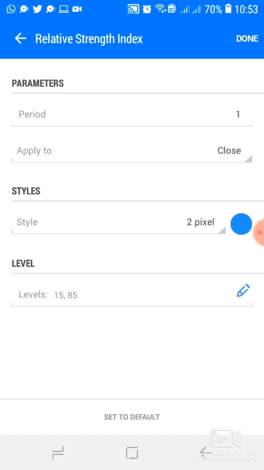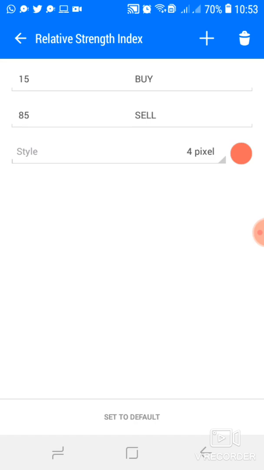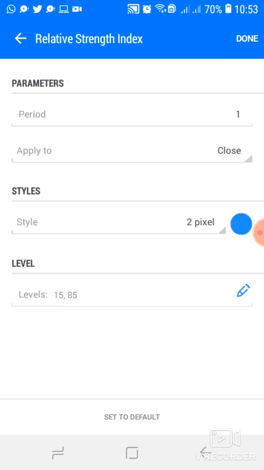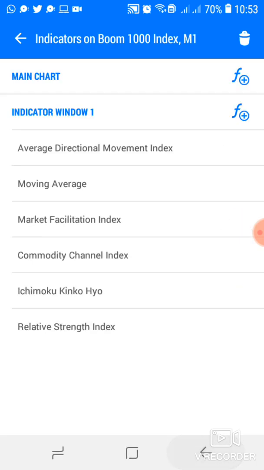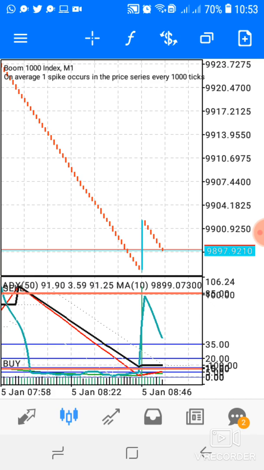Under relative strength index, you will select period 1, apply to close. Here you will select your preferable color. Your style will be fine, and under the levels you will put 15 with the description buy, and 85 with the description sell. Therefore, you are done. Do not forget to use level 3 zoom level.